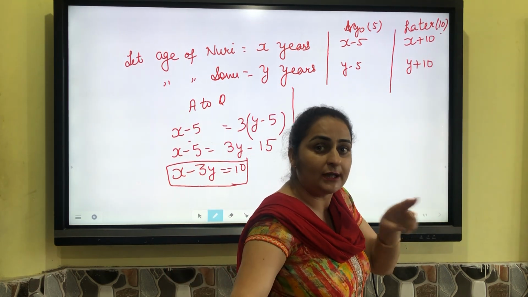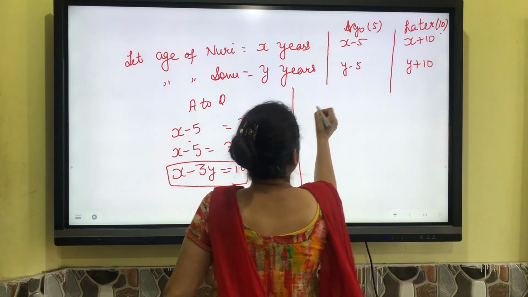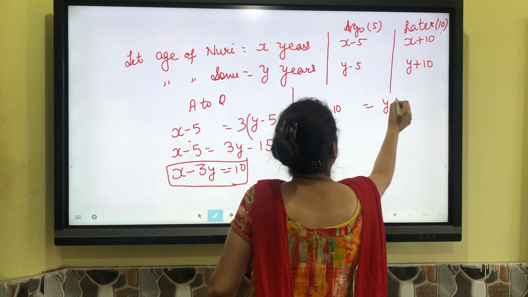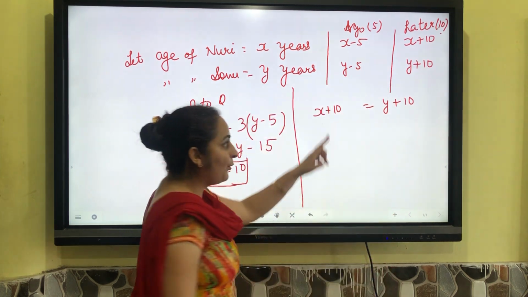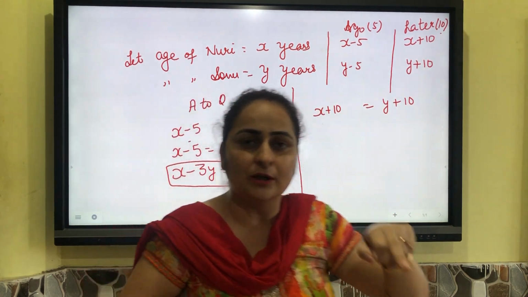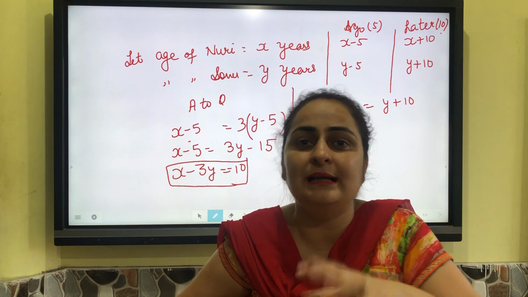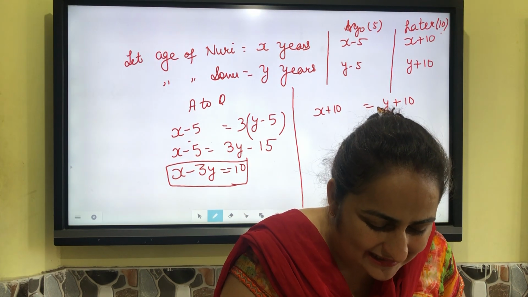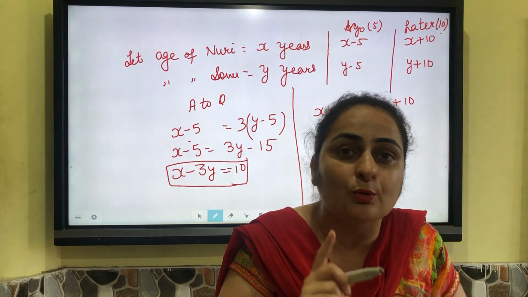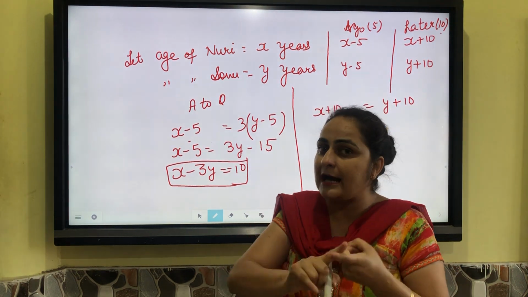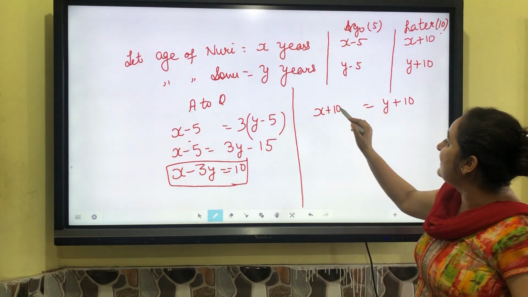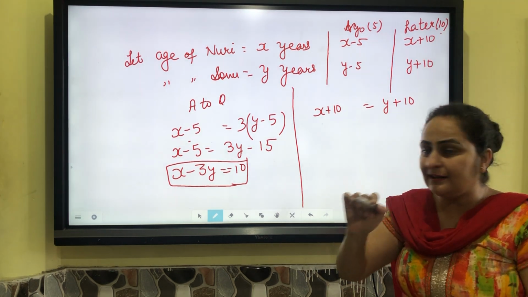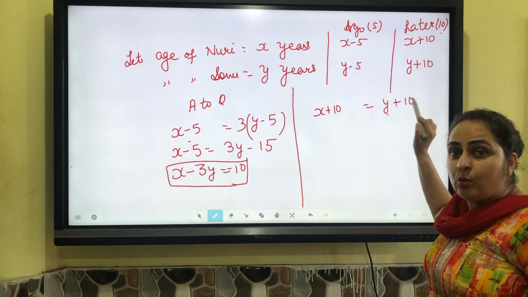But both are not equal. That depends upon the question where we have to multiply with the number. The condition is that 10 years later, Noori will be twice. Noori is 2 times. Noori is elder, which means Sonu is younger as compared to Noori. Which one is younger? Sonu is younger.